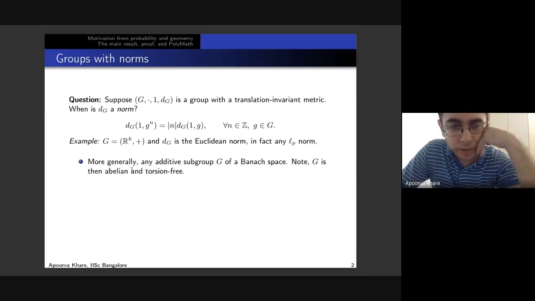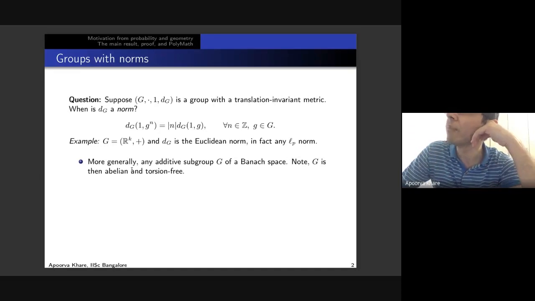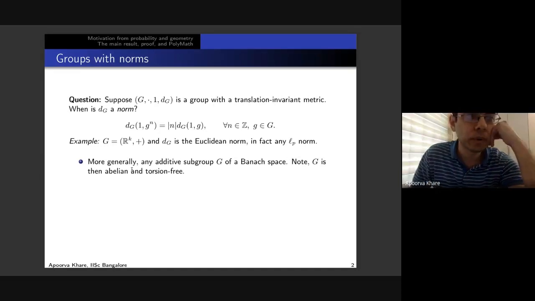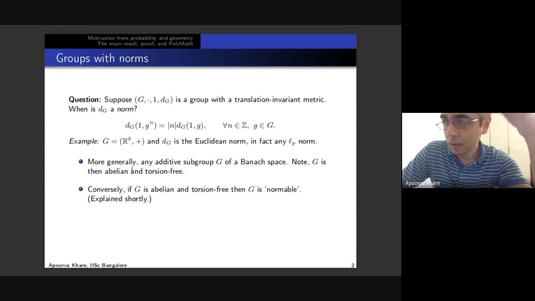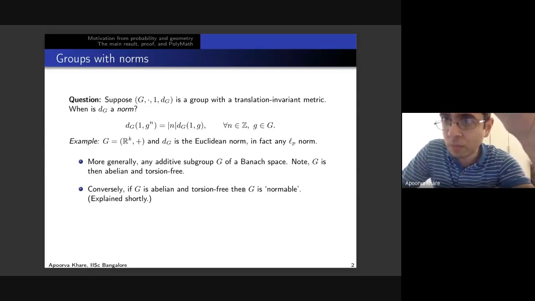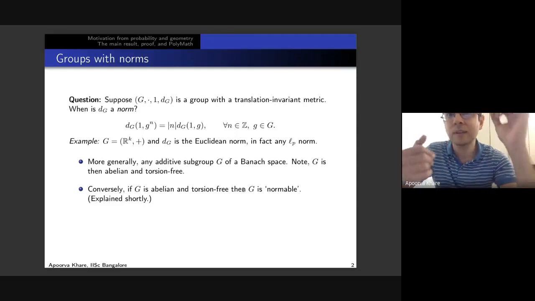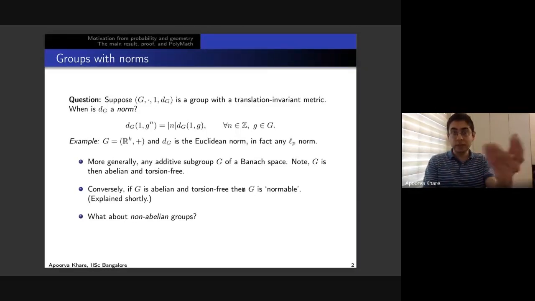We already talked about that, right? Torsion free means the non-trivial elements have non-trivial multiples, none of which is the identity, the zero element. The converse is the more interesting thing. I will explain it shortly. If G is abelian and torsion free, then you can actually put a norm on it, meaning you can embed it into a Banach space with a norm. So torsion free you have to be anyway, so that is fine. If you're abelian, you can put a norm on it.